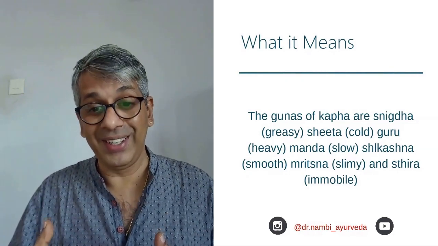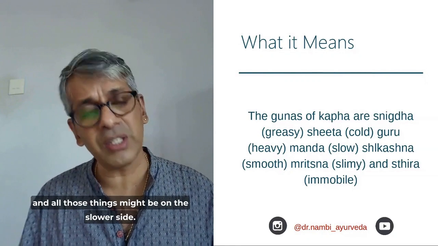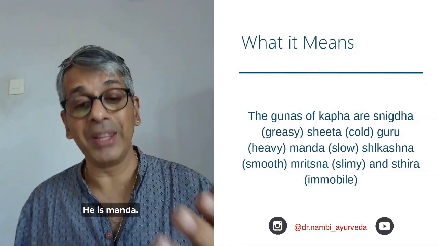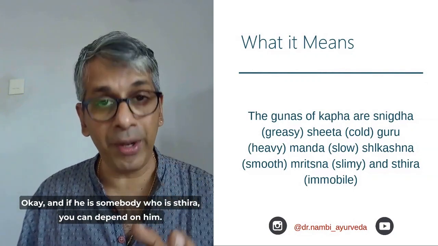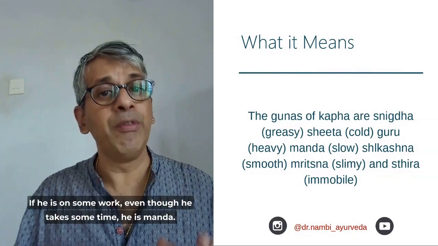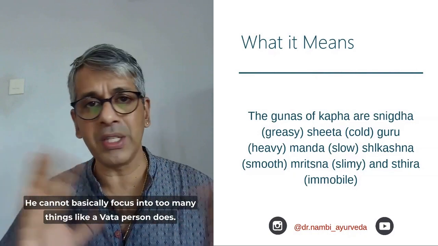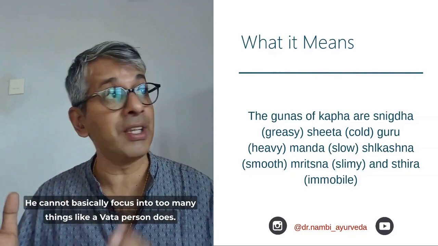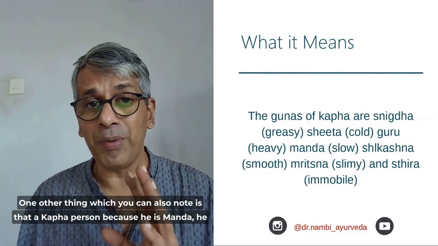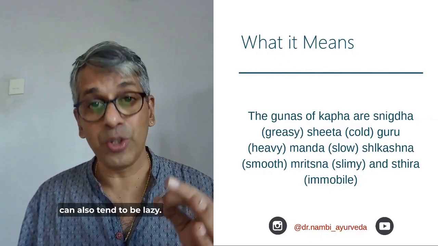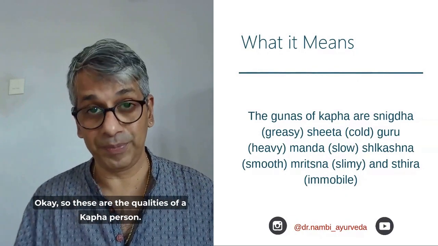If you look at his movements, his thought processes or the way he walks, all those things might be on the slower side. He is Manda. And because he's Sthira, you can depend on him. If he's on some work, even though he takes some time, he's very focused and he does that work. He cannot focus on too many things like a Vata person does. Because he's Manda, a Kapha person can also tend to be lazy. These are the qualities of a Kapha person.